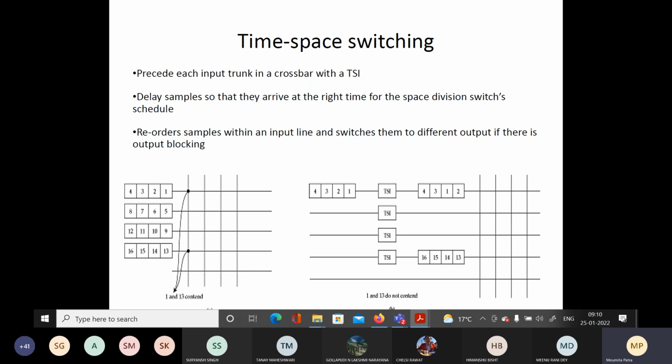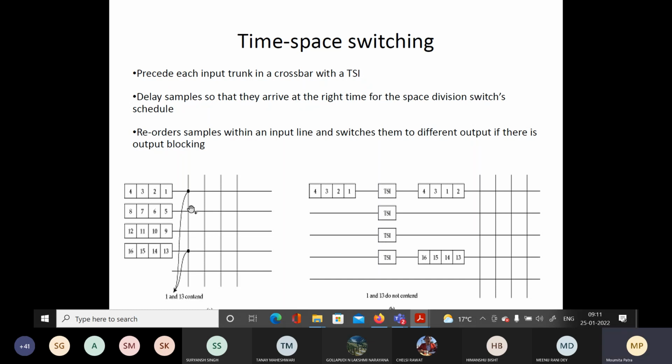So for example, look at this example that has been given here. We have 4 input ports, and we have samples arriving at each one of these input ports. Now this input, that is 1, and this one, that is 13, suppose they are intended for the same output port. So with that, what will happen? 1 and 13, they both will contend.